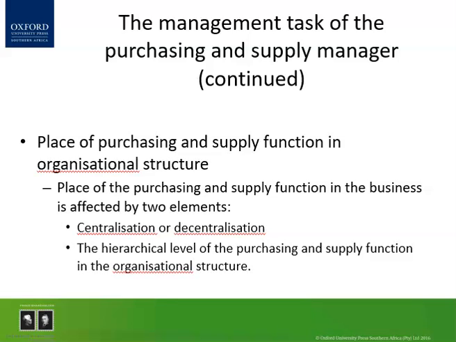Okay, so in terms of the place of the purchasing and supply function in organizational structure, the place of the purchasing and supply function in the business is affected by two elements. One being the one that I have explained, the issue of centralization or decentralization. Then also the hierarchical level of the purchasing and supply function in the organizational structure. At which level is it? Is it at the top level? Is it at the middle level? Or is it at the lower level?